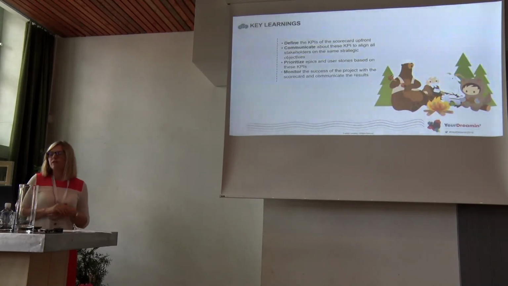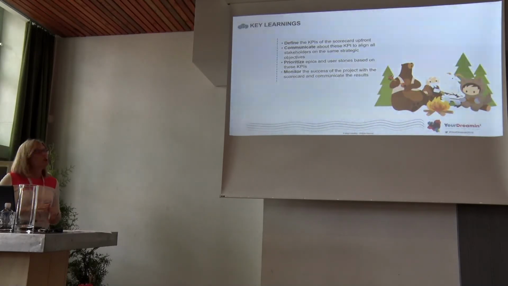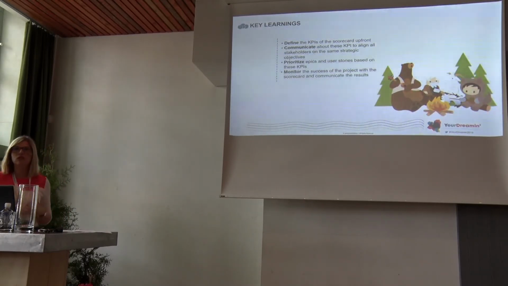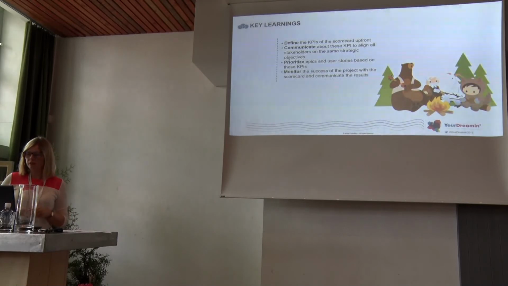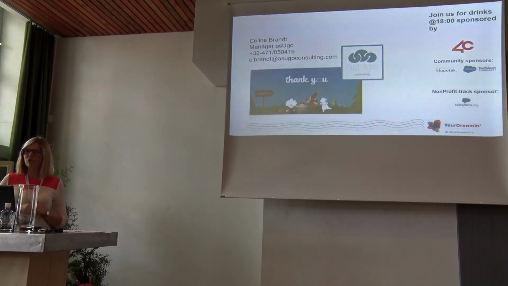So to conclude, what are the key learnings? So first of all, we should define the KPI of our balanced scorecard upfront. We should communicate about this KPI to the different stakeholders to have them aligned on the same goal, to have them engaged, and to facilitate the change management process. We should use that tool to prioritize projects, prioritize epics, and prioritize user stories. And finally, the model will also be used to monitor the success of the project and sometimes refine some functionalities if we notice that the return on these functionalities is less than expected. And this is it. Thank you very much for your attention.